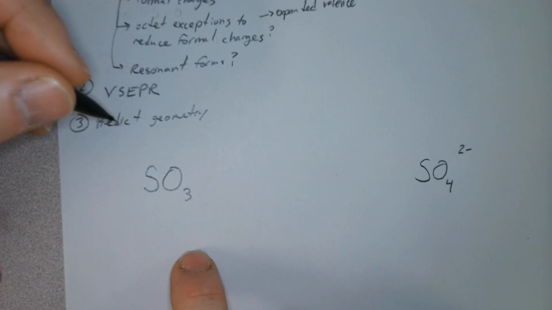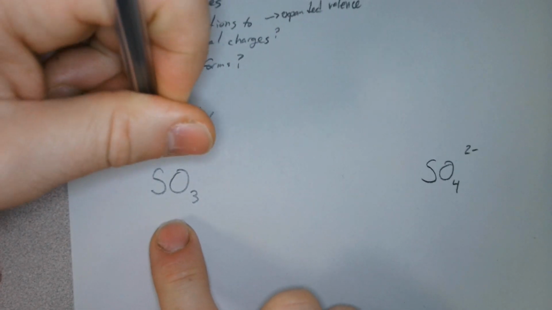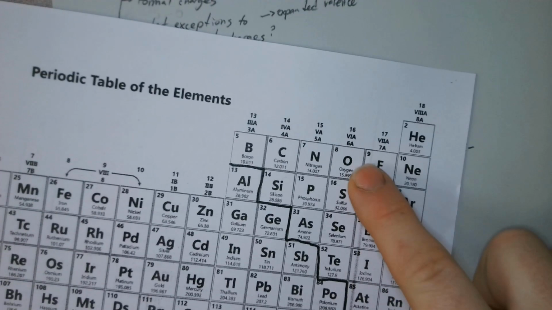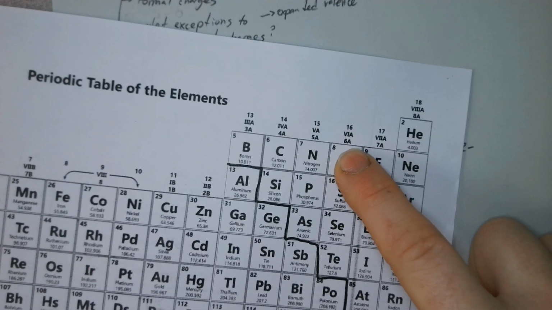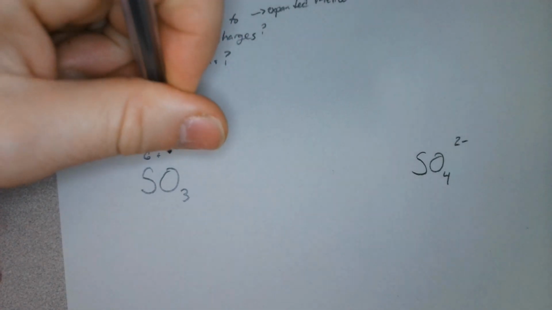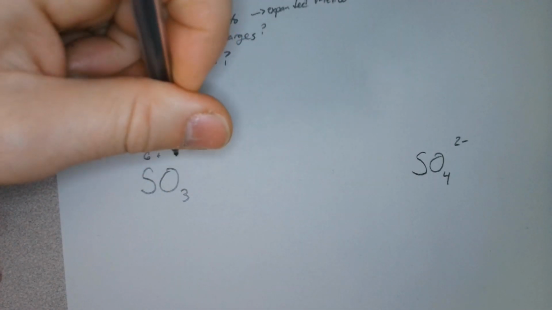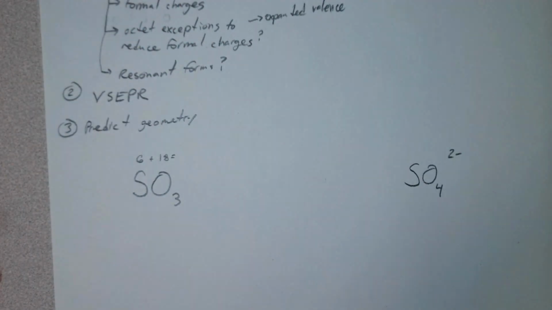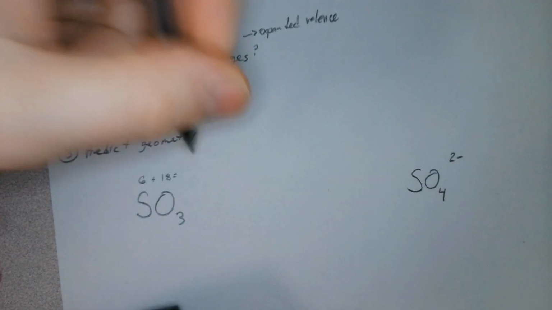Okay, sulfur trioxide. Let's just do the valence total here. We've got 6 plus, I like this periodic table because it says 6A. That's an easy way to know: 6 valence electrons. Oxygen's in the same column. So we're going to do 6 plus 6 times 3, which is 24.